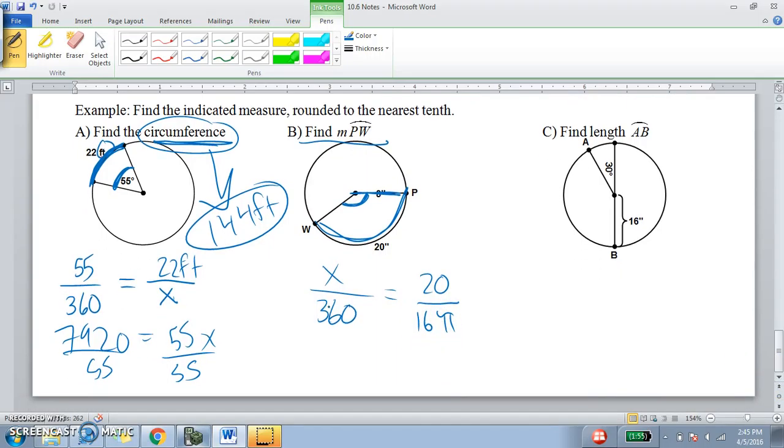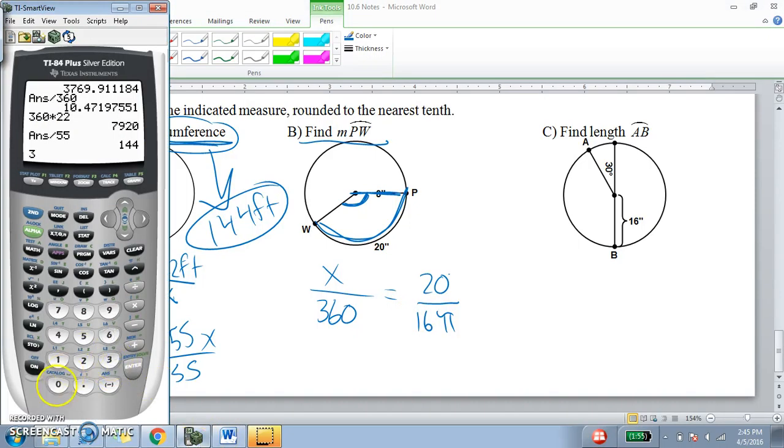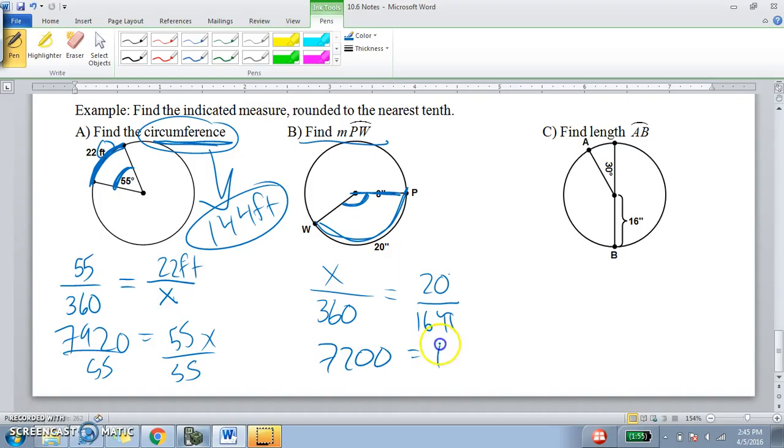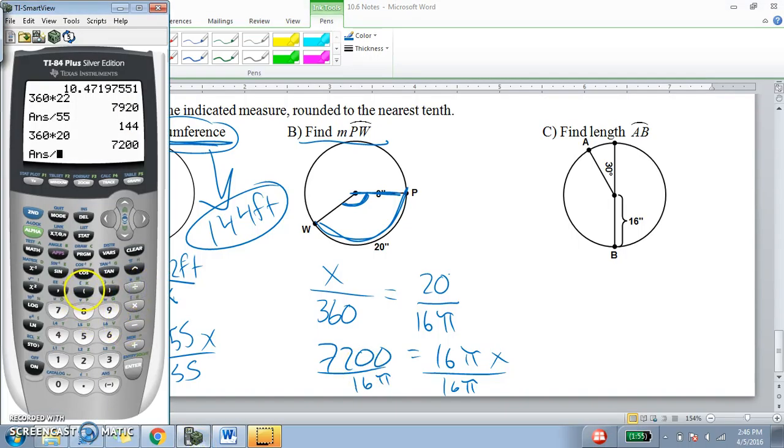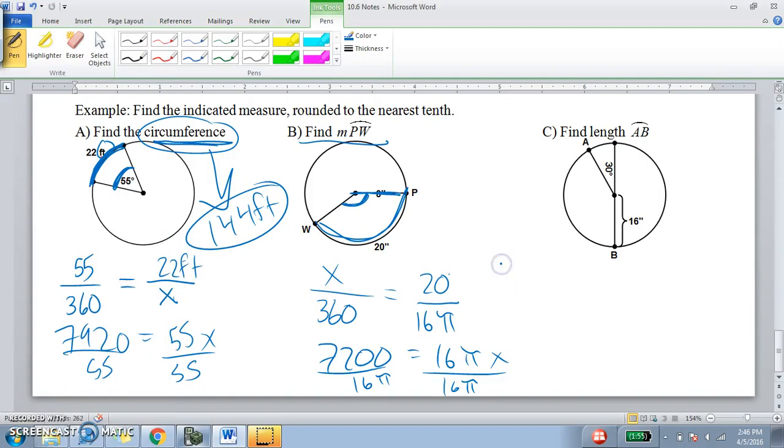Same thing, cross multiply. 360 times 20, and then we're going to have 16 pi times x. We're going to have to end up dividing by 16 pi. So 360 times 20 to start. And then I'm going to have 7,200 equals 16 pi times x. So I'm going to have to divide by 16 and pi. Remember, when we do that, we have to be careful to put it in parentheses to tell our calculator, I want to divide by 16 and pi, not just by 16 and then multiply by pi. So you have to put that in parentheses, and you get 143.2. And this is in inches.